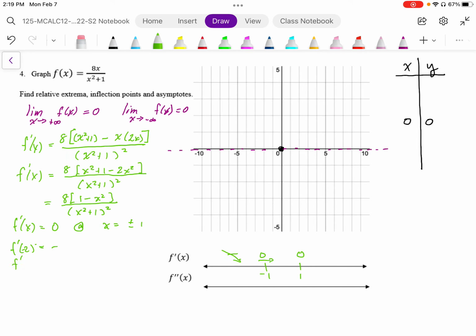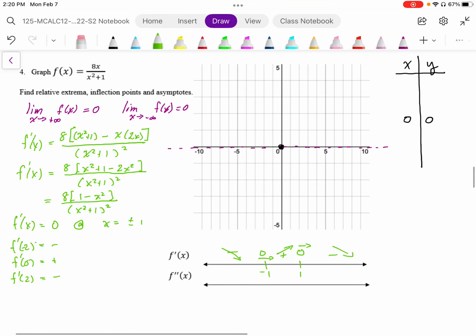And then at 0, the slope is going to be positive. So it's going to be positive through here. And then at positive 2, again, I'm going to end up with a negative slope. So I know that it's going to go like that. So that's what my slopes are going to look like. And it's also going to hit an asymptote here.